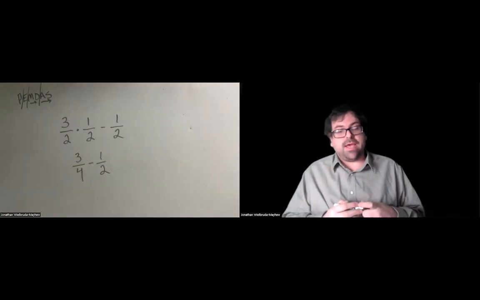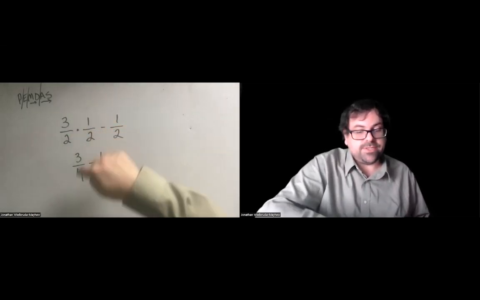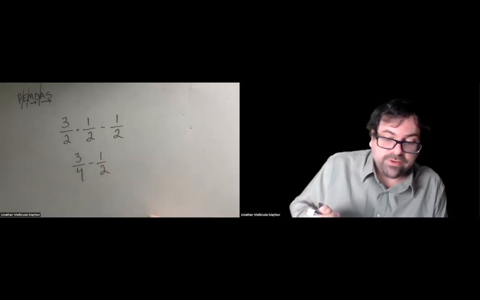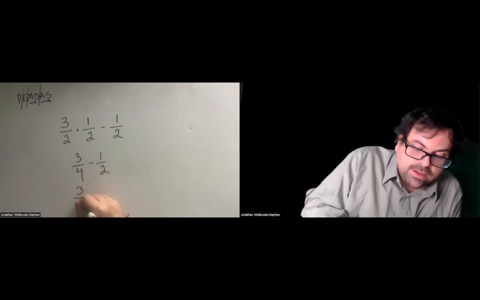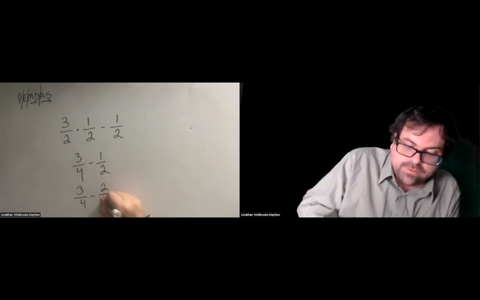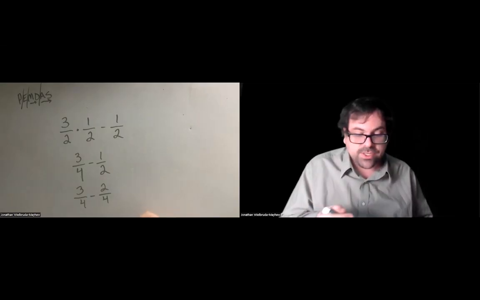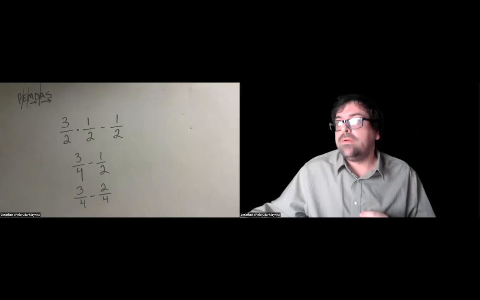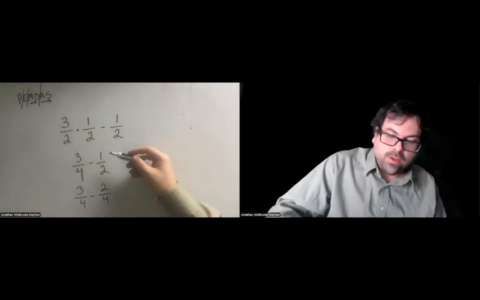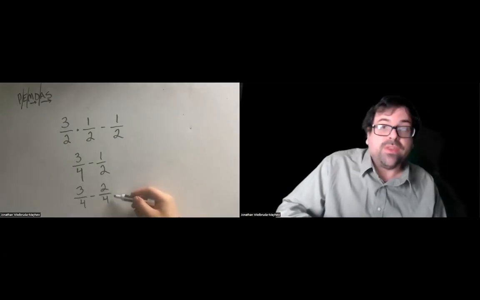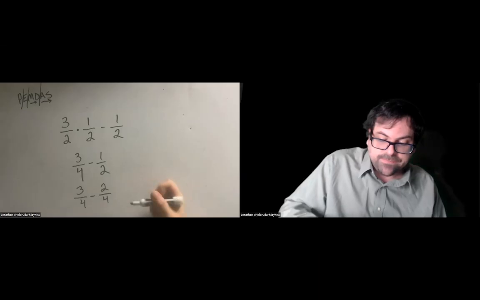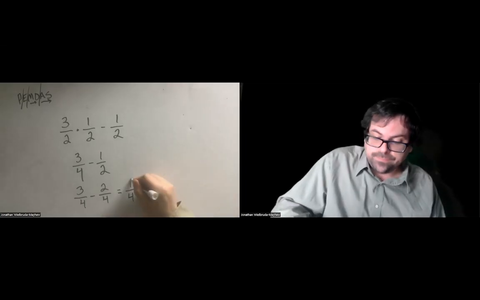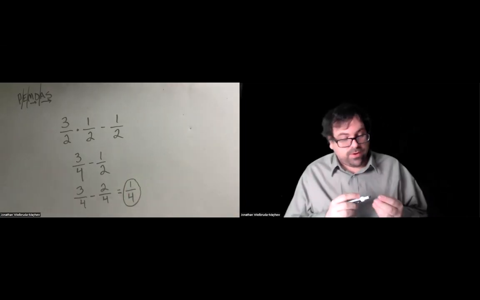So we have 3/4 minus 1/2. 3 times 1 is 3. 2 times 2 is 4. Then we have 3/4 minus 1/2. In order to do that, we need a common denominator. That common denominator is going to be 4. One half written with a denominator of 4 is 2/4. 3/4 minus 2/4 gives us a final answer of 1/4.